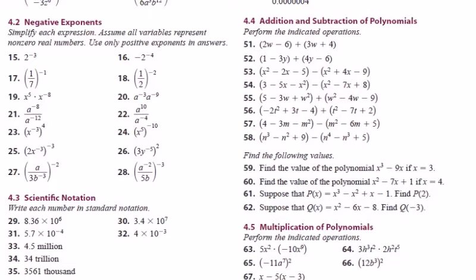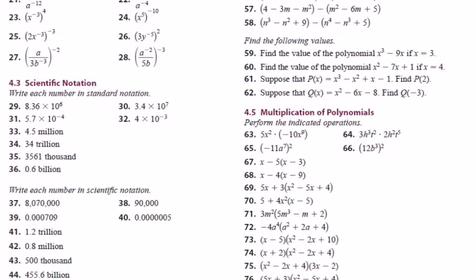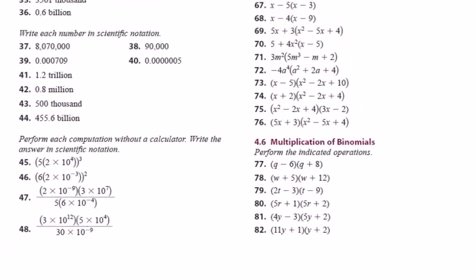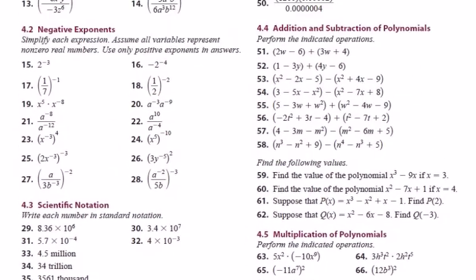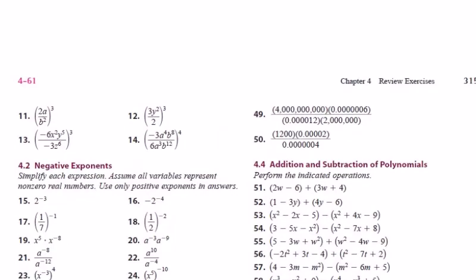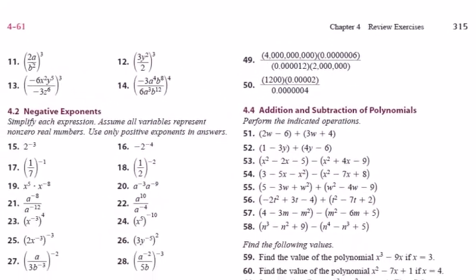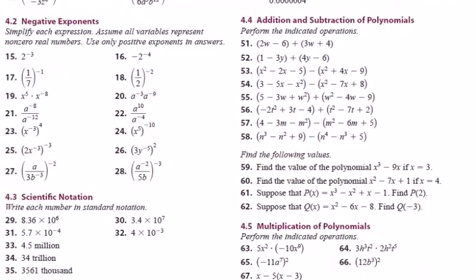So this is the review page. Page 315, there it is. In this cycle, we started at section 4.2, and we went at least partway through 4.5. So we'll pick up in 4.5 in the next cycle and continue.